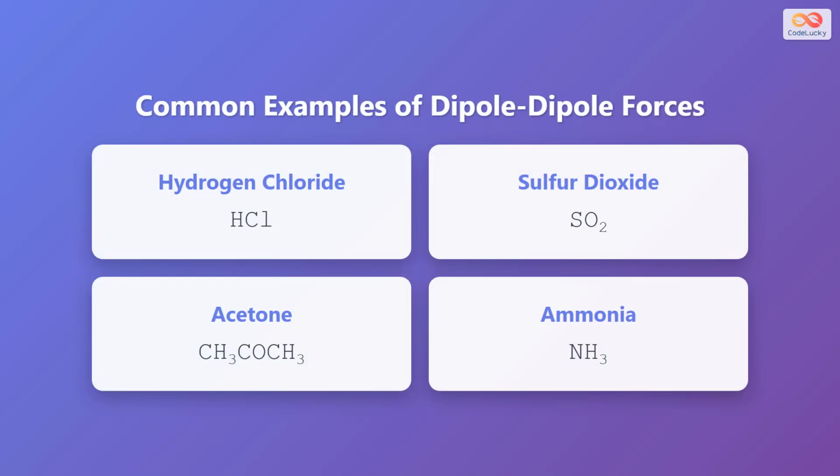Let's look at some common examples of molecules that exhibit dipole-dipole forces. Hydrogen chloride, or HCl, is a classic example where hydrogen has a partial positive charge and chlorine has a partial negative charge. Sulfur dioxide, SO2, is a bent molecule with a permanent dipole. Acetone, CH3COCH3, has a polar carbonyl group. Ammonia, NH3, is another important polar molecule with a pyramidal shape. All of these molecules experience dipole-dipole attractions when they're near each other.